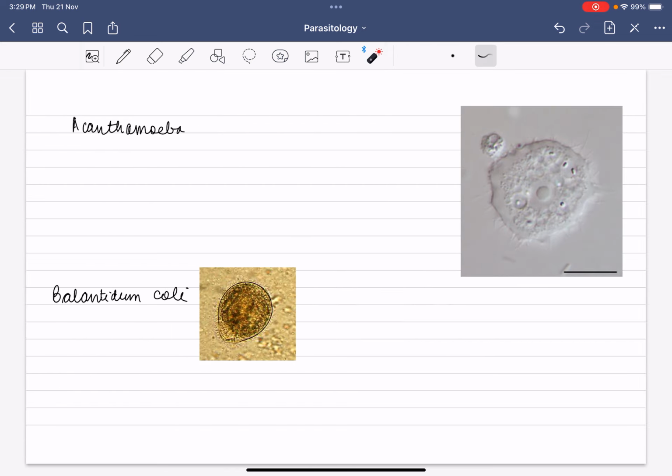Next is Acanthamoeba. Acantho means spines. In the diagram as well we can see small spines here. So this is a picture of Acanthamoeba. It again has both cyst and trophozoite forms, with spine-like acanthopodia, and causes disease mainly in people who are immunocompromised or immunodeficient.